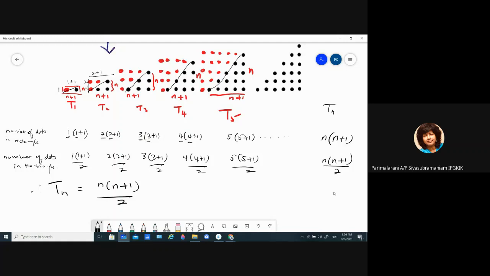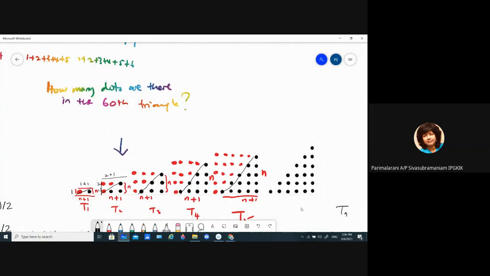So back to our question just now, we wanted to know how many dots are there in the 60th triangle. So we use the formula Tn equals n times n plus 1 over 2. So now our n is 60. We want to know how many dots are there in the 60th triangle. So T60 is 60 into 60 plus 1 over 2.